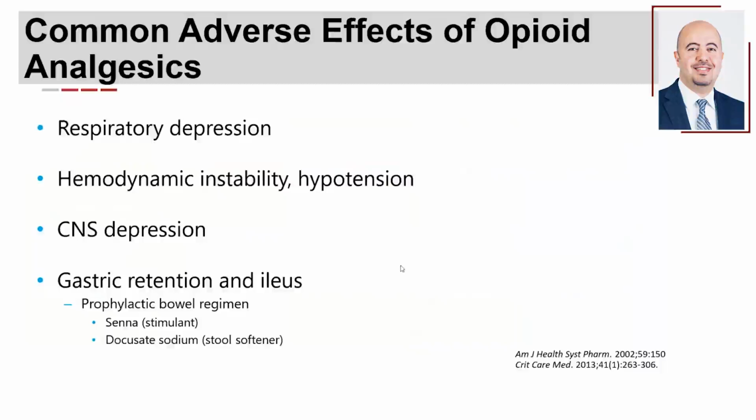The common adverse effects for opioids in general include respiratory depression, hemodynamic instability and hypotension, more with morphine, CNS depression, and gastric retention and ileus. Many patients who are getting high doses of opioids also develop constipation, and they will need prophylactic laxatives.